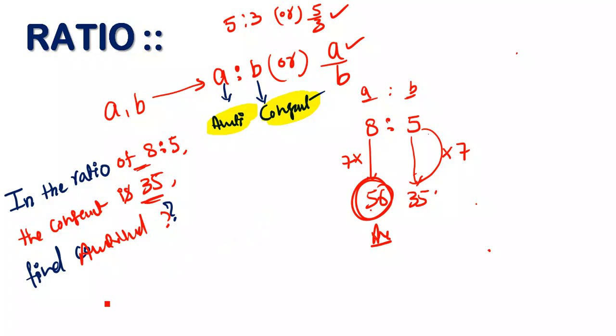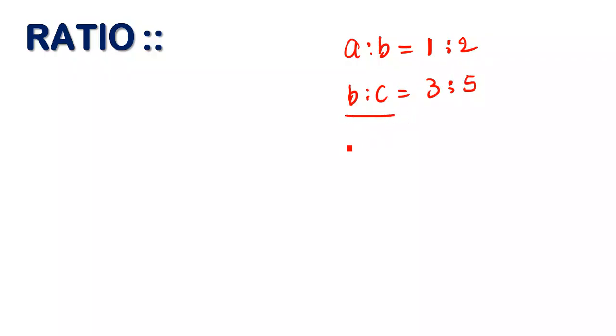Coming to the next point, how to find out the ratios. For example, A is to B is equal to 1:2. Next, B is to C is equal to 3:5. Find out A is to B is to C, guys.